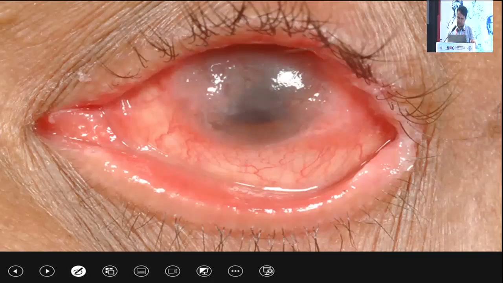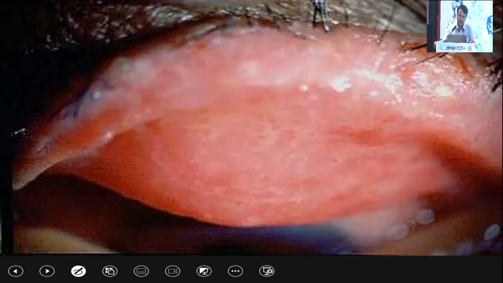But your ocular surface examination is never complete until you evert the lid. When you evert the lid, you find that this is the normal lid margin. Here the lid margin is thickened 3 times. This is the normal sharp posterior lid margin which you see on eversion.